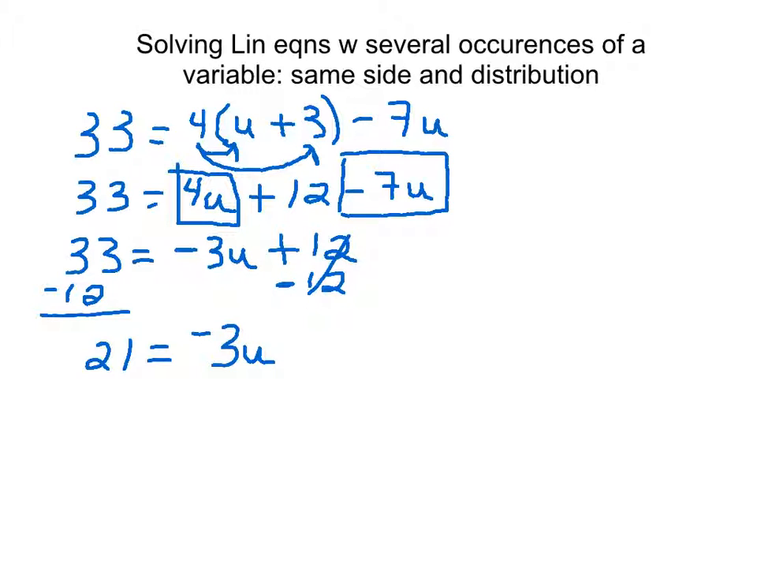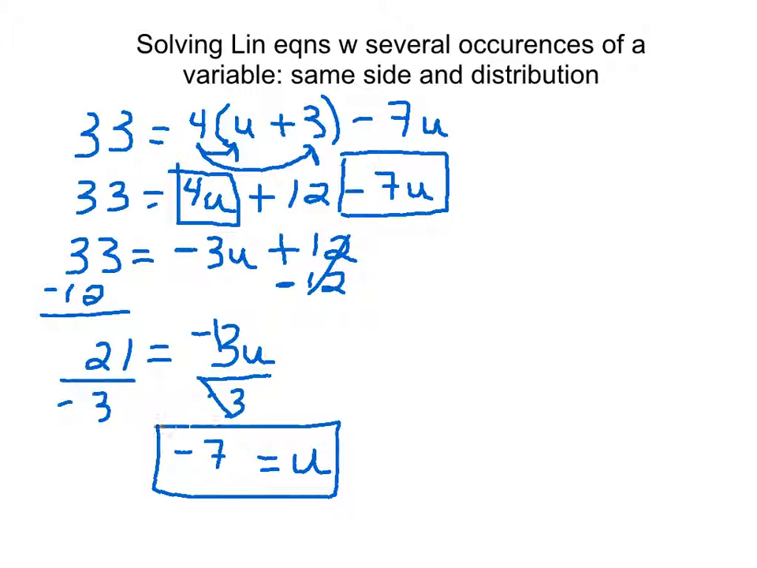Now we need to get rid of the negative 3 so that u will be all by itself. The negative 3 is multiplying with the u, so we're going to undo multiplication by dividing. And again, notice that I'm dividing by the negative 3 because we need to get rid of the negative sign as well. The negative 3's are going to cancel out, and that will give us a u on that side of the equation. On the other side, we just do the division. What's 21 divided by negative 3? It is negative 7. So there you go.